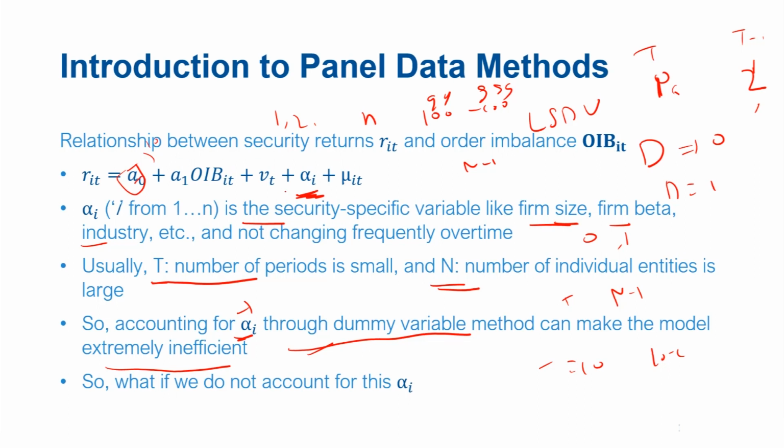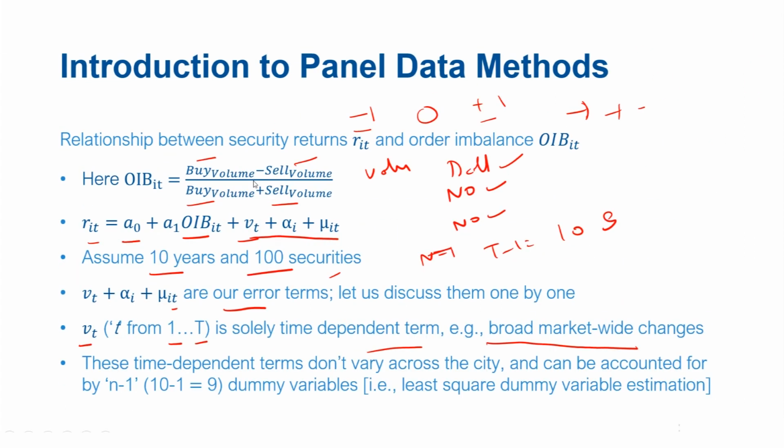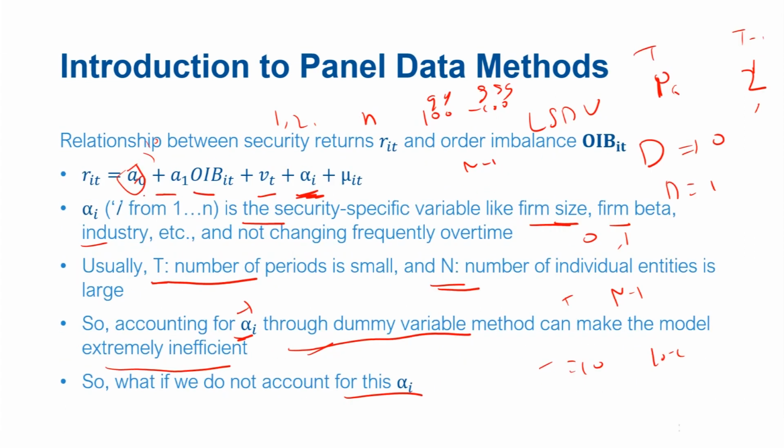So we have understood that we can account for this Vt, but what if we do not account for this unobserved heterogeneity alpha? To summarize this video, we discussed how a simple model like return predictability of order imbalance can create problems. This OIB can create problems with RIT when it is in the form of panel data due to these unobserved heterogeneities that are time invariant and security specific, and security invariant and time specific.